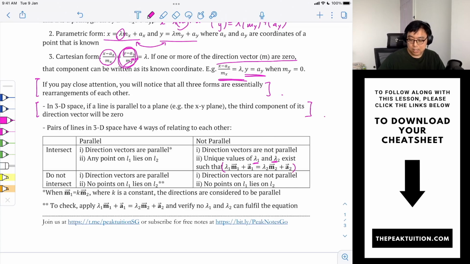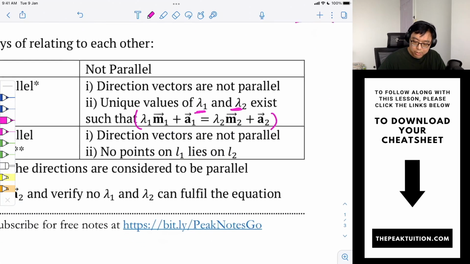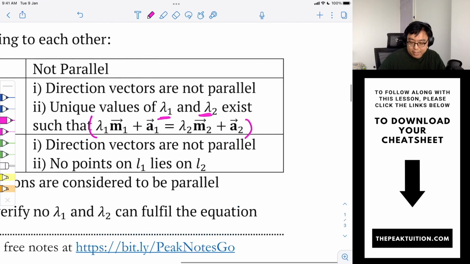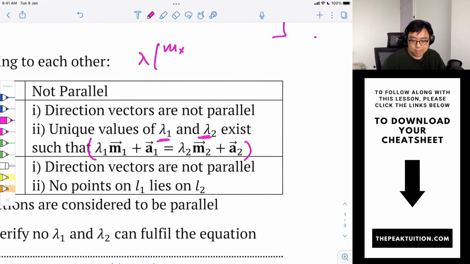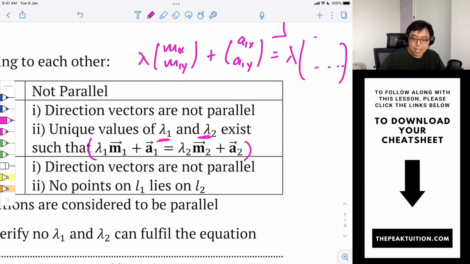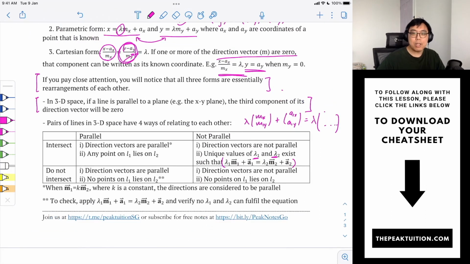This is basically saying that there will be points where they are the same. What does it mean when the same point lies on the 2 lines? That means that's the point of intersection. Okay? So yes, you can verify this. Just plug in the values. Each of them is called lambda. Then you have m1x, m1y plus a1x, a1y equals lambda. Then you plug in the values, and you can show that there will be a unique point that fits this.